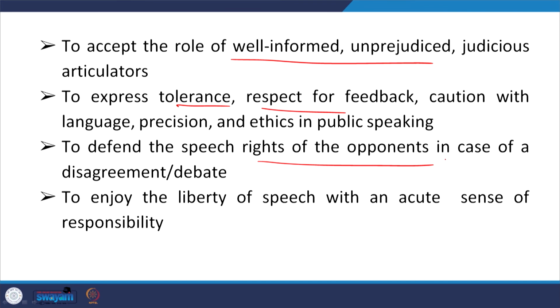So with all this, you can understand how important it is to understand the worth of speaking in order to accept the role of a well-informed citizen, to express your tolerance and respect for feedback, and to defend the speech rights of opponents, even in case of a disagreement or debate. When we have a negotiation, you will find that with your command of speaking you can convince and bring a deal in a win-win situation. And you also have the liberty of speech with an acute sense of responsibility, and I know that you will be able to do all these. Now, you might have realized how relevant it is to become a good public speaker.